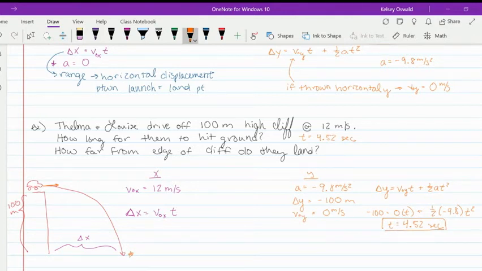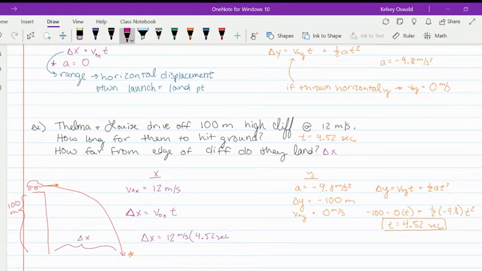Our second question is we want to see how far from the edge of the cliff they land. So here, we're trying to find our range, our delta x. So we're going to want to look at our horizontal equation. And here we have our range, or horizontal displacement, is equal to initial x velocity times time. Okay. So look at that one. We don't know our range still. That's what we're trying to find. However, we do know our initial horizontal velocity is 12 meters per second. Now we also know that they're in the air for 4.52 seconds.